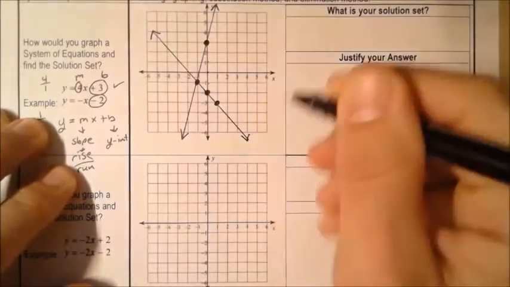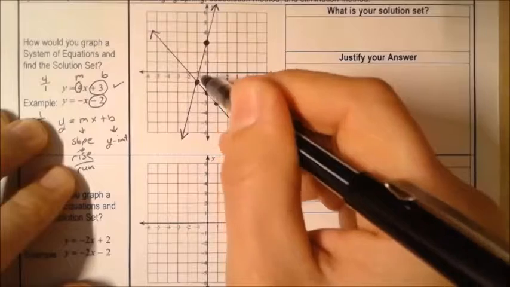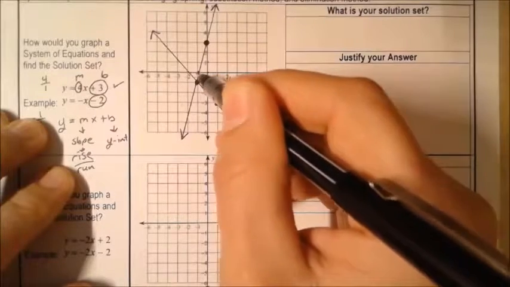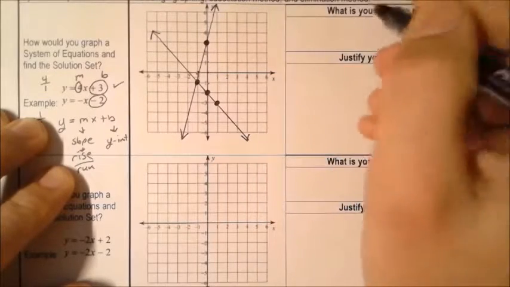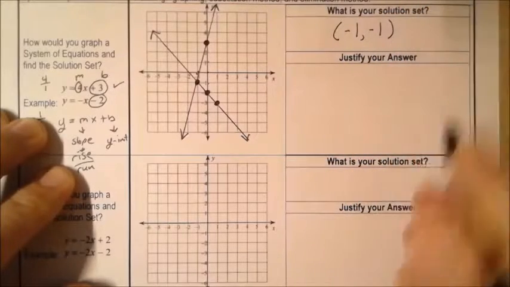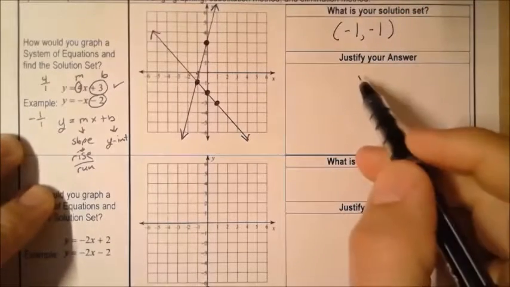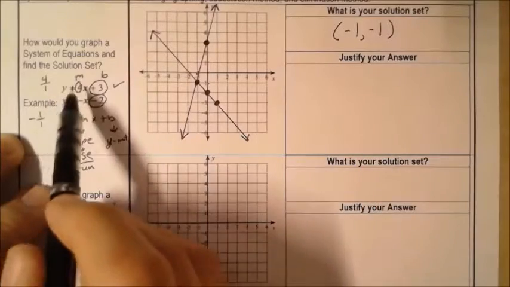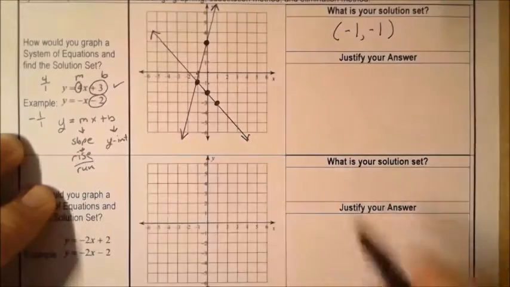Alright, so there it goes. So the point at which they intersect, it looks like negative 1 and then down 1, negative 1. So what is my solution set? It is negative 1, negative 1. Now notice it says justify your answer. We can actually justify it by plugging in these values into our equations.